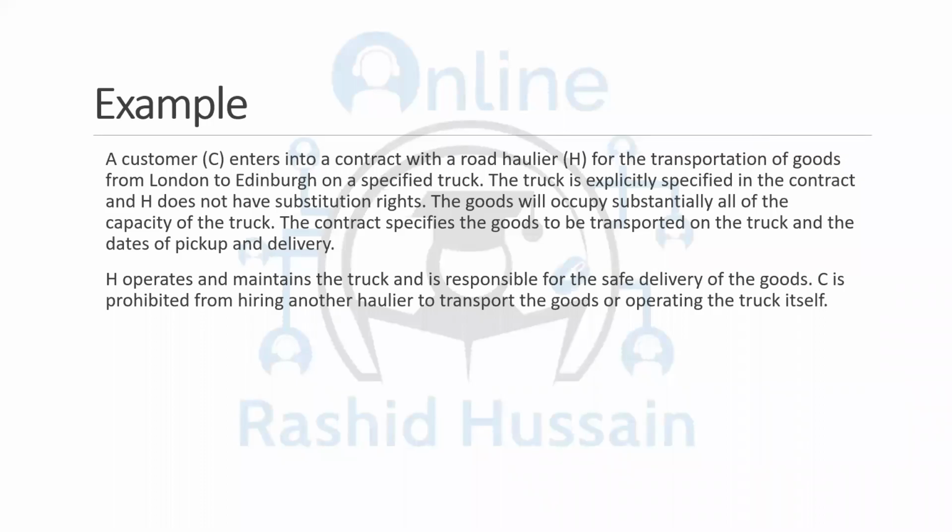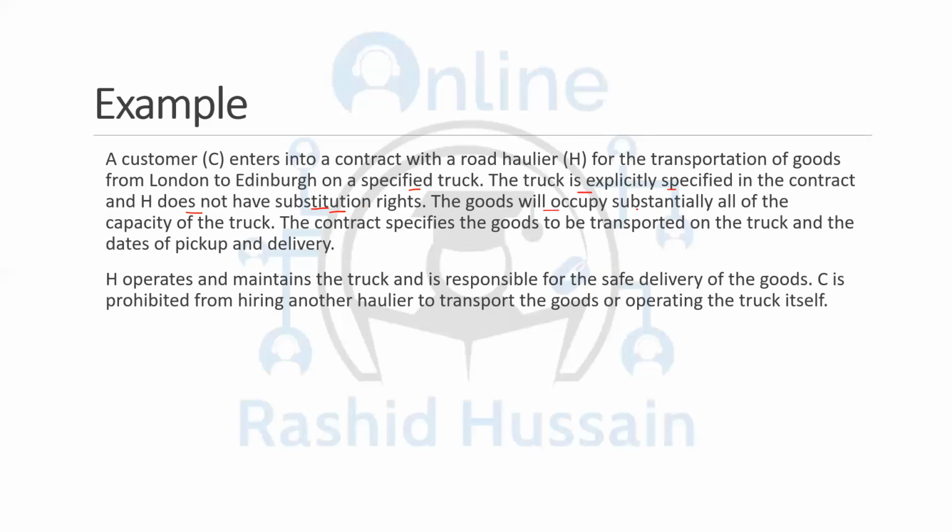All right, now we have another example. The customer C enters into a contract with the road haulier for the transportation of the goods from London to Edinburgh on a specified truck. The truck is explicitly specified in the contract, and H does not have the substitution rights. So customer C is entering into a contract with the road haulier for the transportation of goods. The truck is specified within the contract. That means it is an identified asset because it is specifically mentioned within the contract.